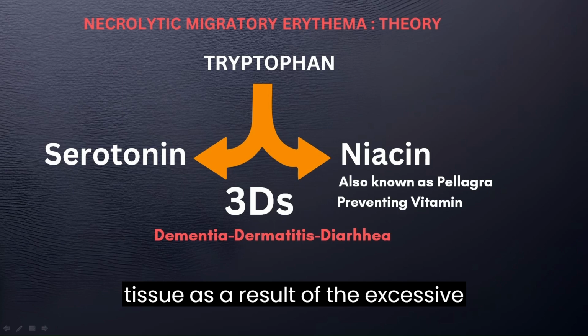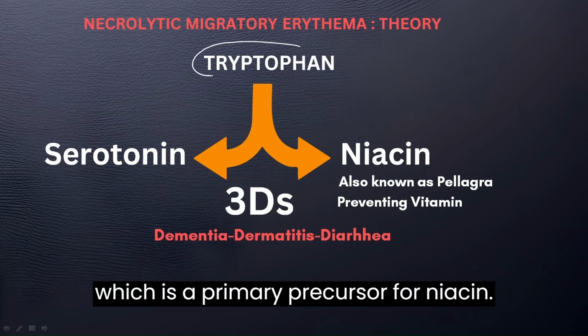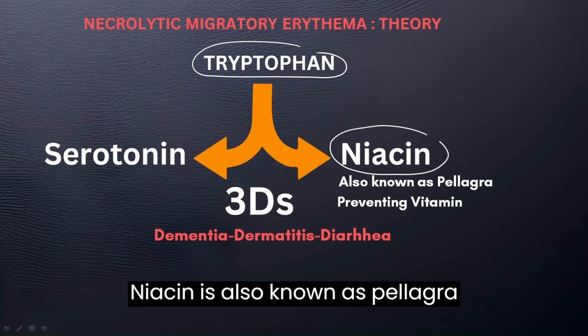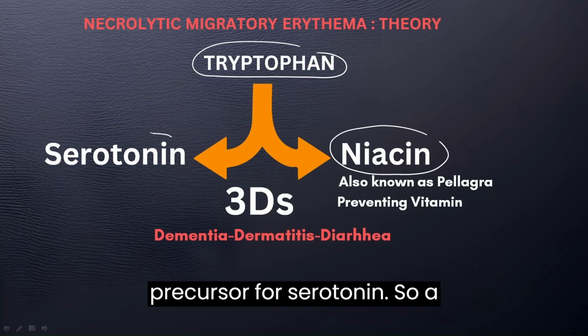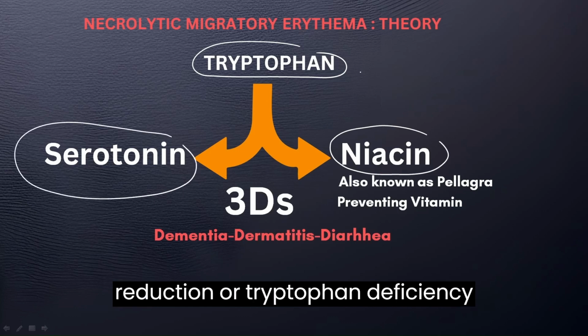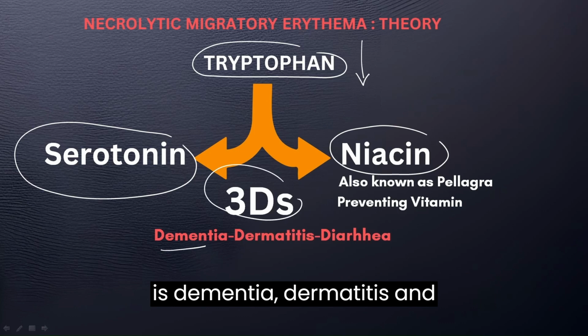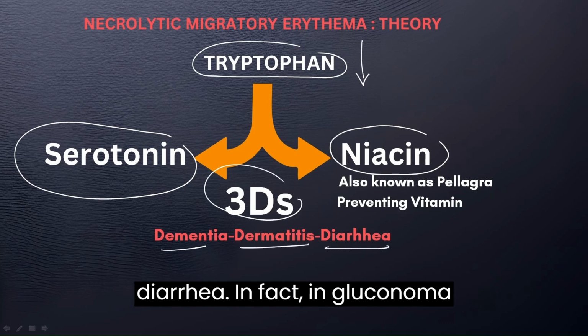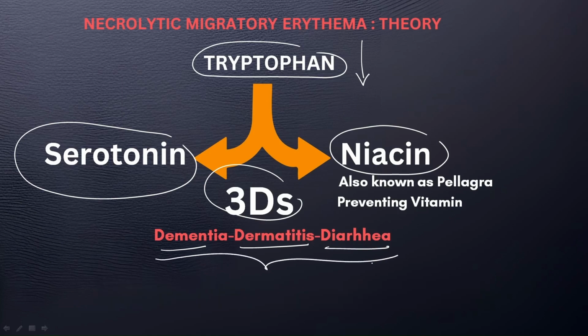Well, another theory also links necrolytic migratory erythema to a reduction of tryptophan in the cutaneous tissue as a result of the excessive glucagon levels. So we see tryptophan, which is a primary precursor for niacin. Niacin is also known as the pellagra preventing vitamin. It is also a precursor for serotonin. So a reduction or tryptophan deficiency would lead to what we call the 3Ds, that is dementia, dermatitis, and diarrhea. In fact, in glucagonoma, we can also see these symptoms with this disorder.